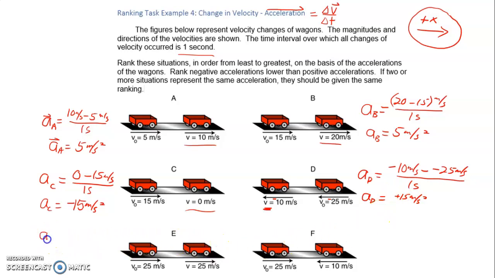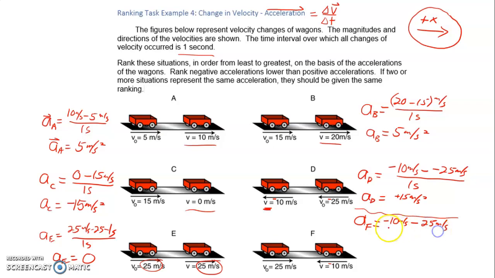For E, it is 25 meters per second minus 25 meters per second over 1 second. Or if we just looked, we see the velocity is the same before and after, and so the acceleration is 0. And then last is the acceleration for F. So the final velocity here, look at this one, it's to the left, which means it has what sign? That's right, negative. So negative 10 meters per second minus positive 25, divided by 1 second. And so the acceleration for F is negative 35 meters per second squared.